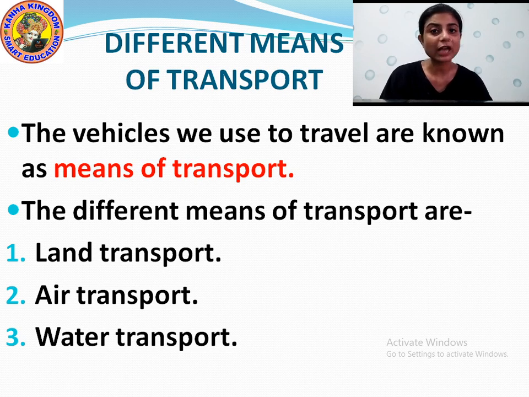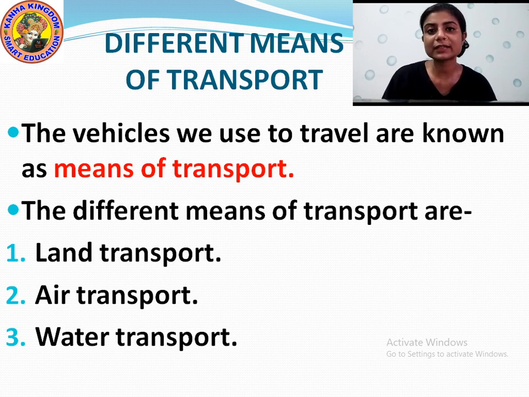of transport. Without vehicles, we cannot move from one place to another only by walking. Can we? No, we cannot move from one place to another only by walking. We need the help of vehicles, and these vehicles which help us to move from one place to another are called means of transport. Understood? And there are different means of transport.